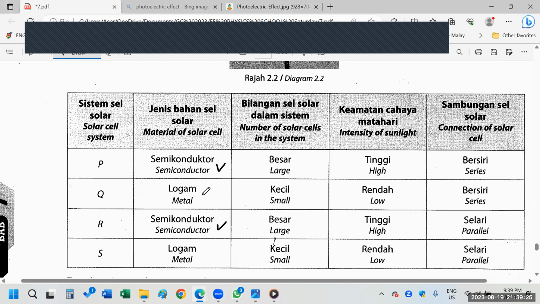Semiconductor, not metal. Why? Because you haven't learned it yet, it's in chapter 5. Semiconductor is the best. The number of solar cells should be more, of course. Then the intensity of light should be high. Then should the solar cells be in series or parallel? The answer is series. Yeah, correct.